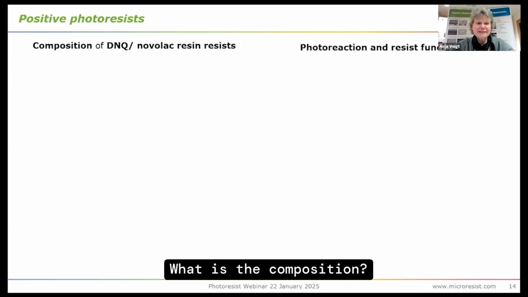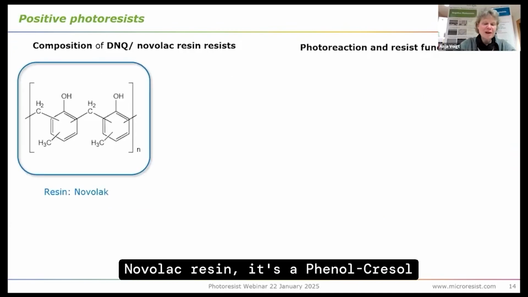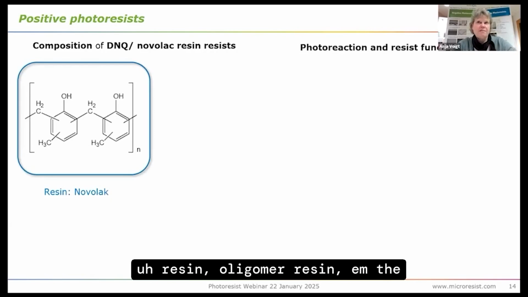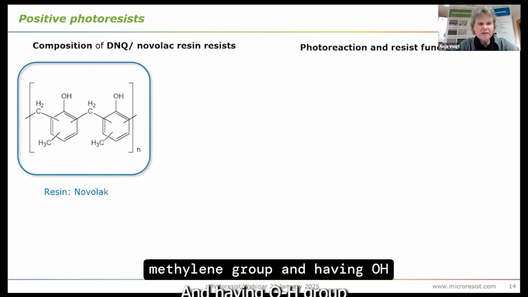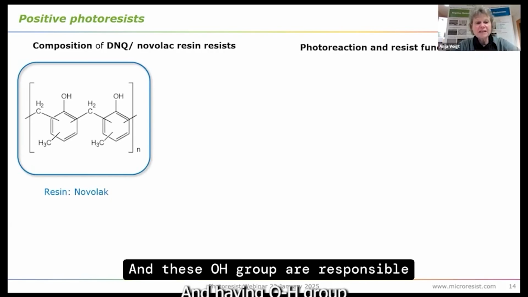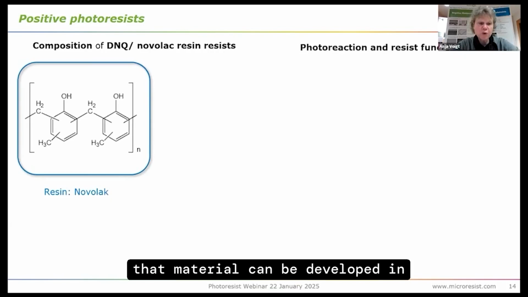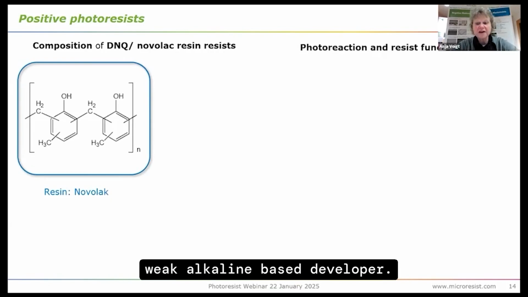What is the composition? Novolac resin, it's a phenol cresol resin, an oligomer resin. The aromatics are connected via the methylene group and have an OH group. And these OH groups are responsible that the material can be developed in a weak alkaline-based developer.